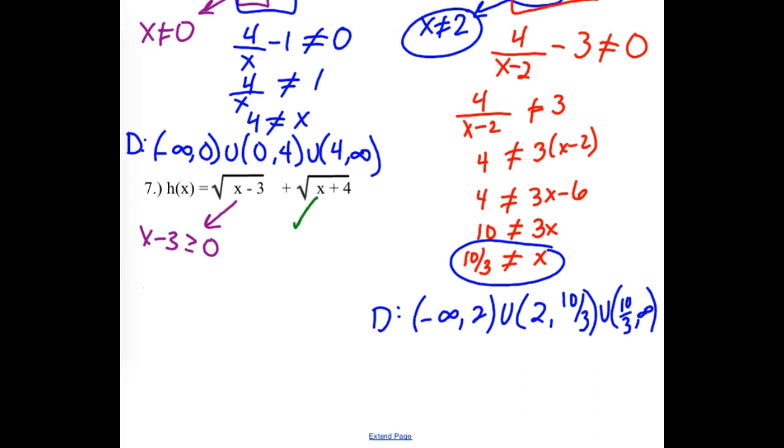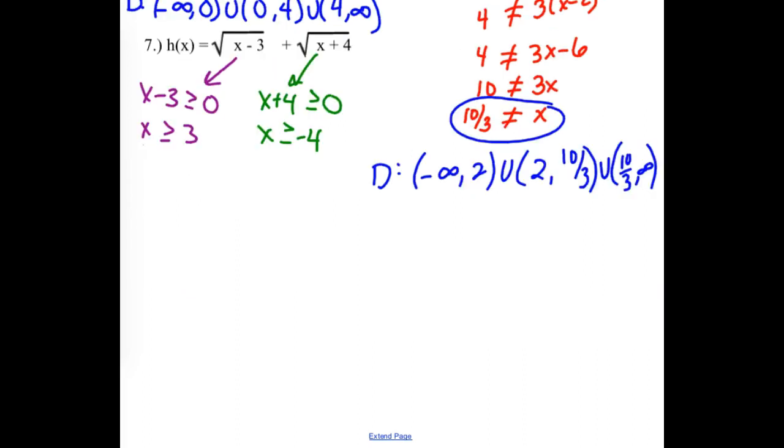For this one, x plus 4 has to be greater than or equal to 0. Go ahead and solve for x. Now, we have 2 statements. One says that x has to be greater than or equal to 3. One says that x has to be greater than or equal to negative 4. What do we use? You have to look at which one is going to be more restrictive.